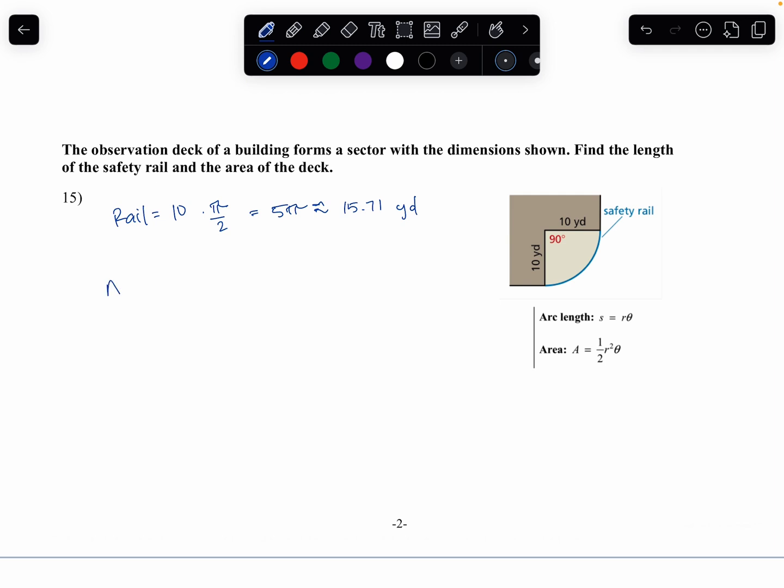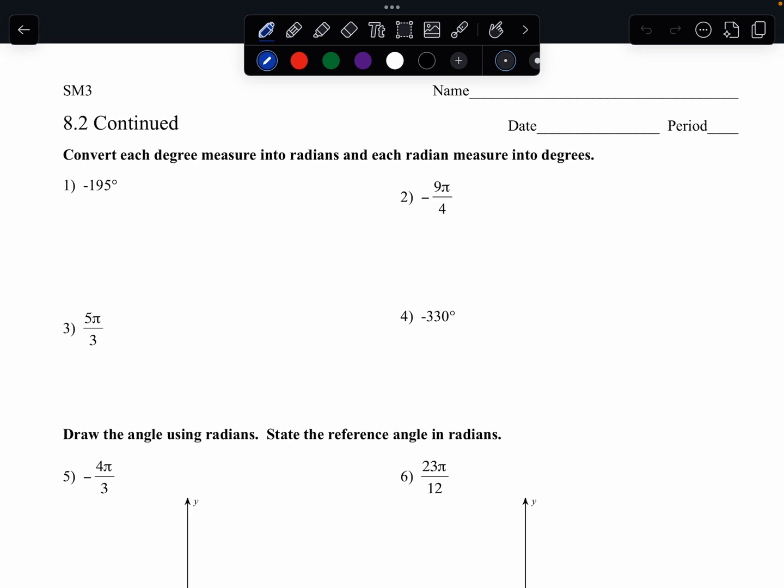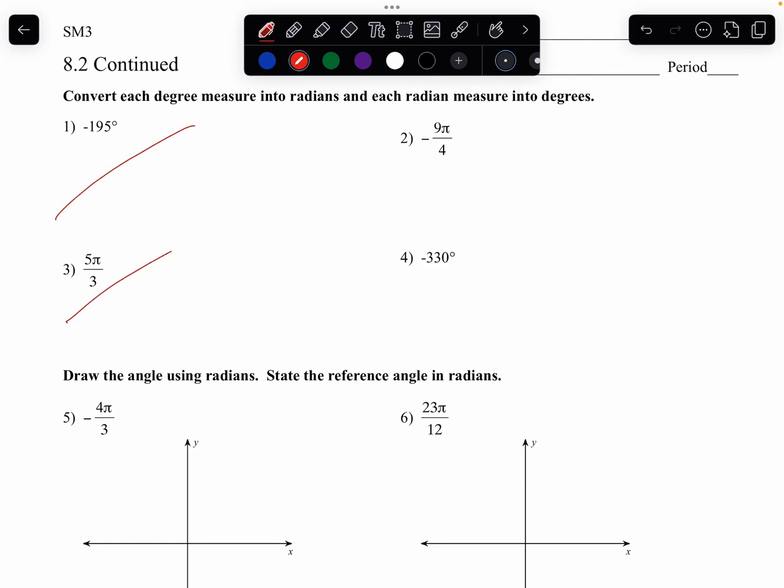Okay, and then the area is going to be equal to one half of the radius squared times the angle. So 10 squared times the angle, which is pi over 2. So that's going to be equal to 100 over 2 times pi over 2, which is equal to 25 pi, which is equal to 78.54 yards squared. Okay, now there is a second part to this. I believe that these are all scratched out.